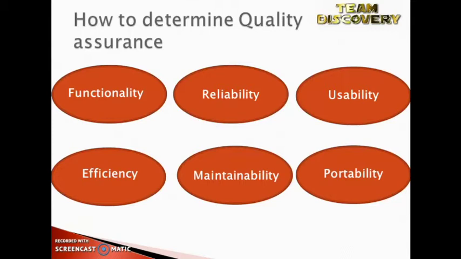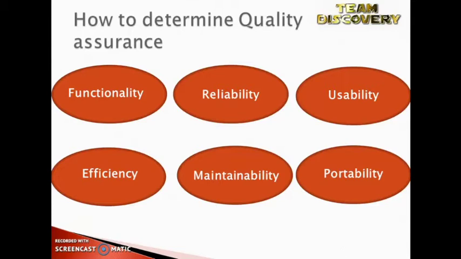Next is reliability. The purpose of reliability is to check the capability of the system to perform without any delay. Next is usability. The purpose of usability is to ensure the use of function and to understand how much effort a user needs to understand the functions. Next is efficiency. This attribute depends on the architecture used and the coding practices.